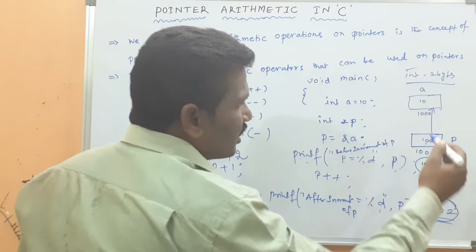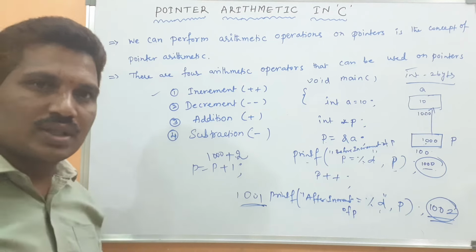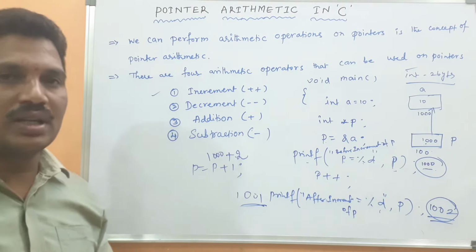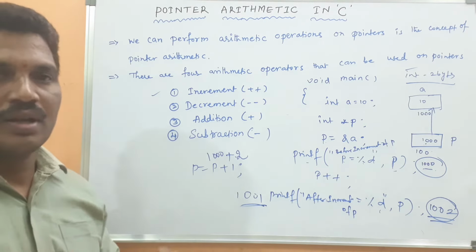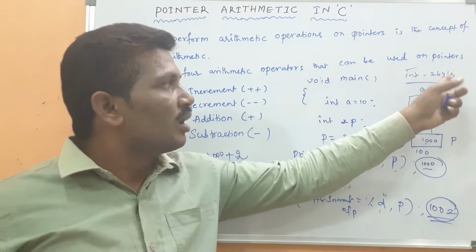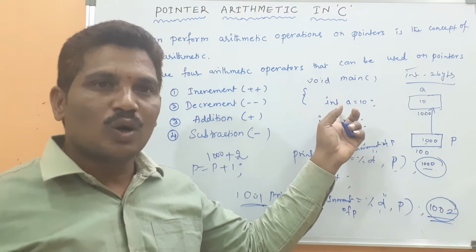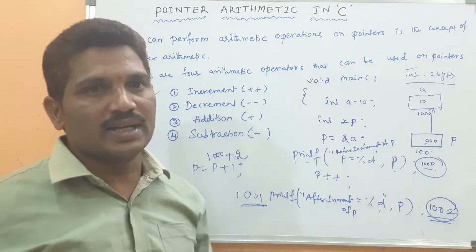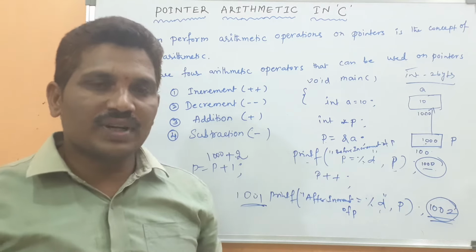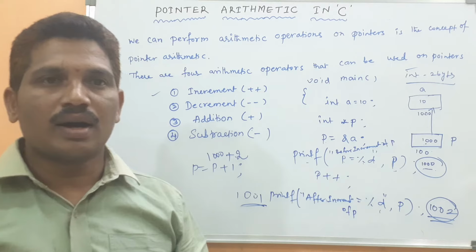Before increment it is 1000. Then we can execute this program and automatically you get the answer. Incremented by 1 means incremented by 2 bytes, because the size of the integer is 2 bytes. If the machine takes 4 bytes, what is the answer we get? 1004 is the answer.